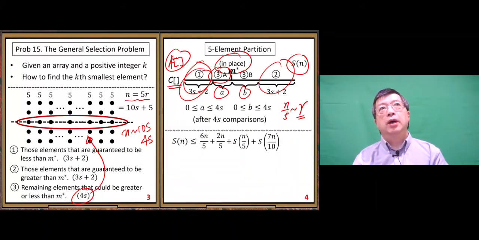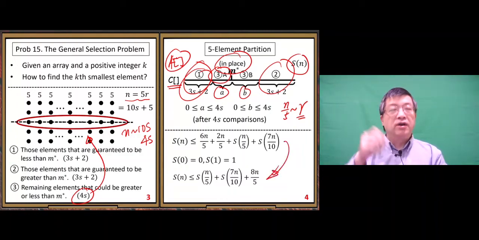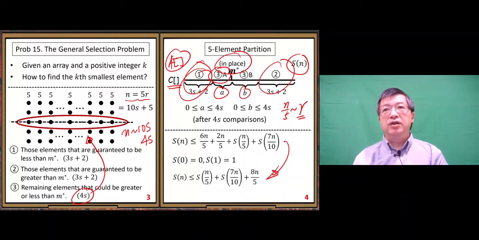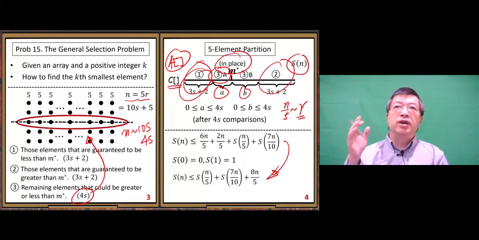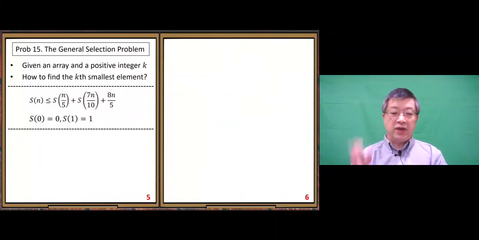A little harder in this method. I hope you can follow the details. The initial condition is easy. So we simplify the recursive inequality. The last step is to solve it, and this time we need to use the recursion tree, just as we did for the 3-element partition. So that's the last step.